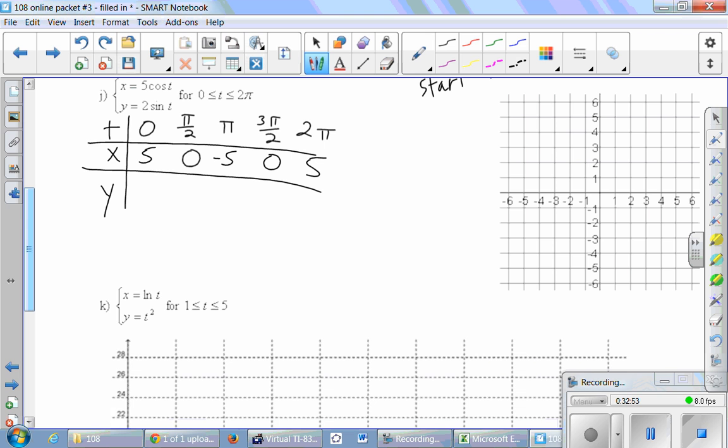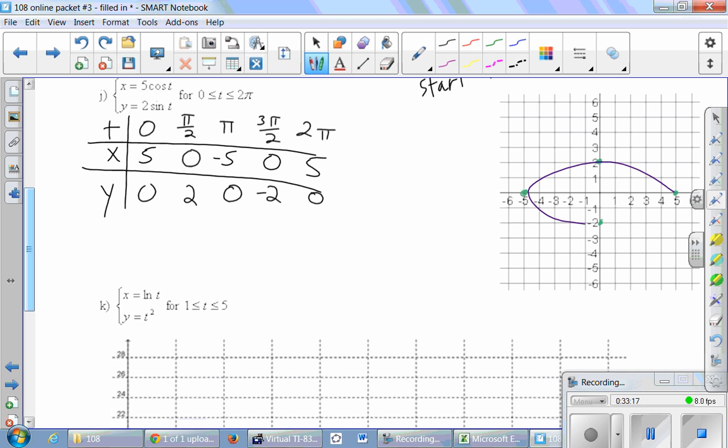And then plug 0 in, it's still 0 for sine. Sine of pi over 2 is 1, but this one gets up to 2. 0, instead of -1, it's down to -2, back to 0. So we'll plot these points. 5, 0 is where we start. We end up here at 0, 2, then -5, 0, 0, -2, and then back to where we began.